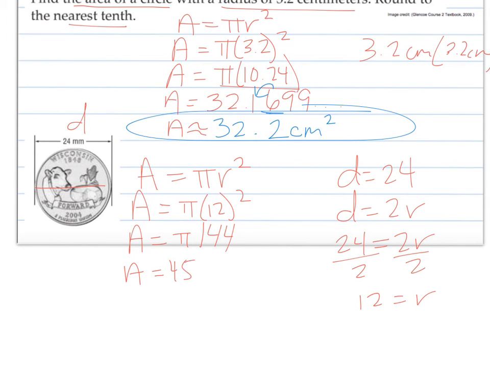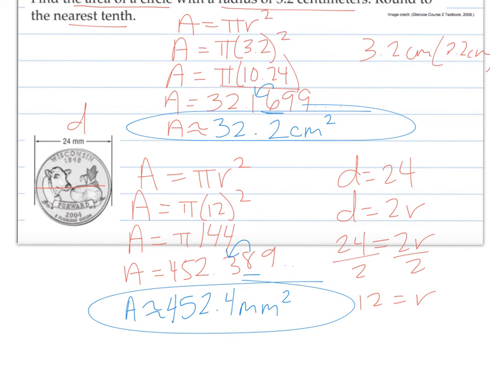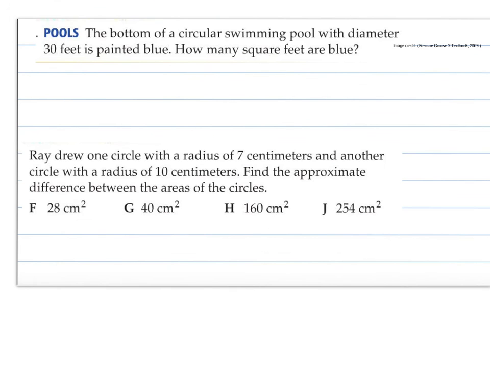Area is 452.389. Rounding again to the tenths, look to the hundredths. Area is approximately 452 and 4/10 millimeters squared. It's not so bad. Notice you do really well if you know what the parts mean, and if you plug them in and work down. Please stop trying to write all over your paper.